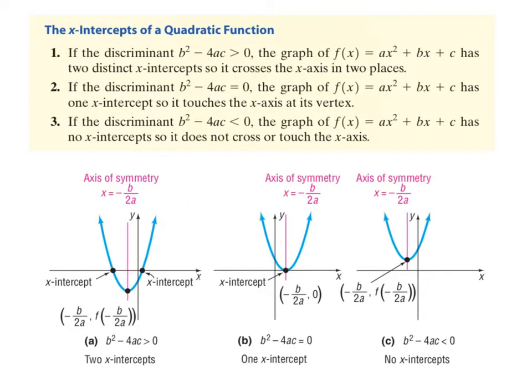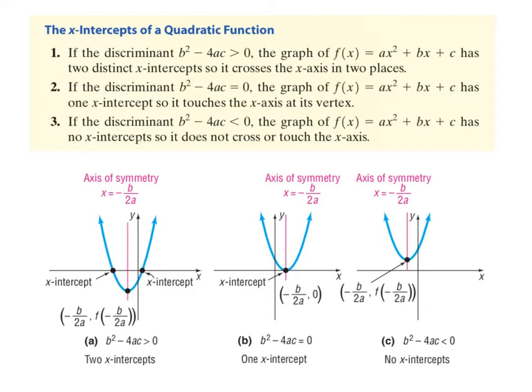Now let's talk about the x-intercepts of a quadratic function. Before we even talk about this, there's something that you need to know in order to understand what I'm about to tell you. And that is the discriminant, and that's b squared minus 4ac. And that comes from the quadratic formula, which you memorized at one point in your life. You may not know it as well anymore. But the thing under the radical in the quadratic formula, the b squared minus 4ac, that's what we call the discriminant.